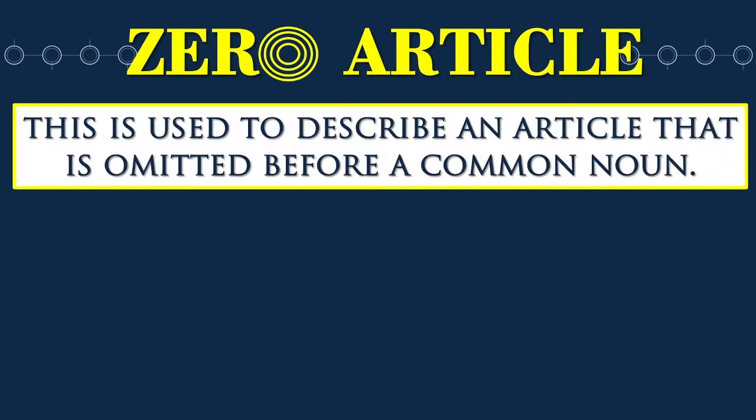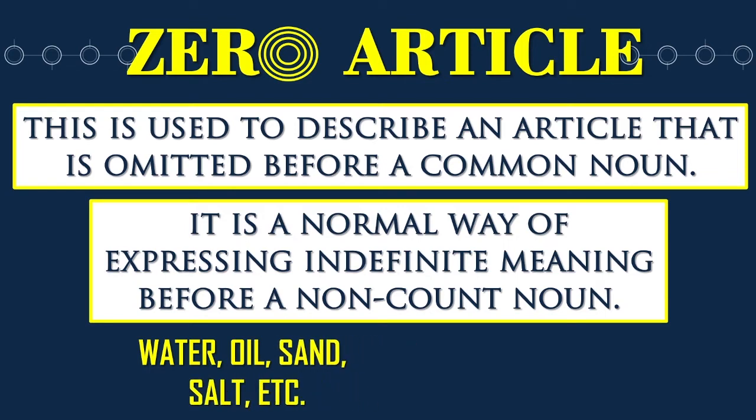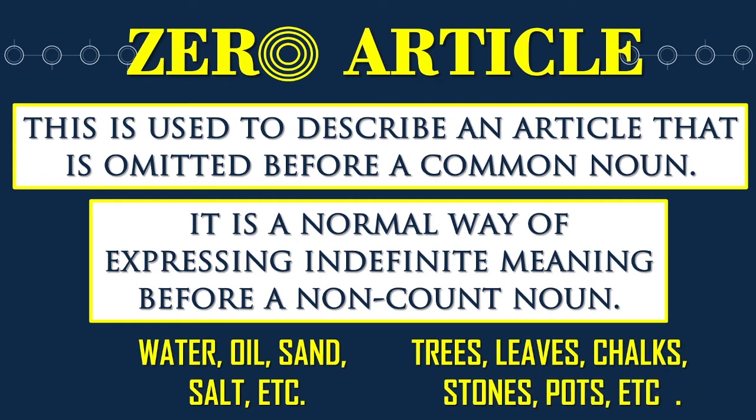When you talk about the zero article, this is used to describe an article that is omitted before a common noun. Remember the video on the various types of nouns. You can check to know what a common noun is. It is a normal way of expressing indefinite meaning before a non-count noun, for example water, oil, sand, salt, and the likes, or before a plural count noun, for example trees, leaves, chalks, stones, pots, and so on and so forth.